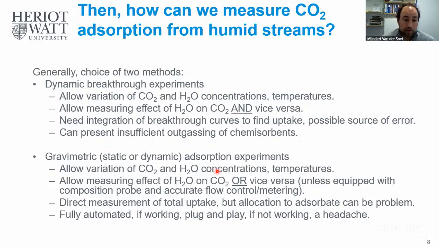gravimetric methods. I mean, they can also be volumetric, but I prefer gravimetric. Those can be static or dynamic adsorption experiments. They also allow variation of CO2 and water concentrations and temperatures. And they allow measuring the effect of water on CO2 or vice versa, but not at the same time. Unless, of course, you would equip these machines with a composition probe and very accurate flow metering and control. So then it would be possible.